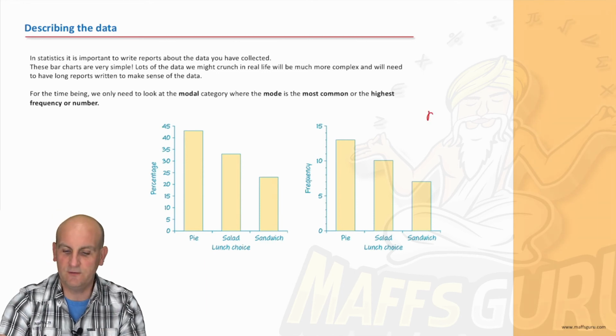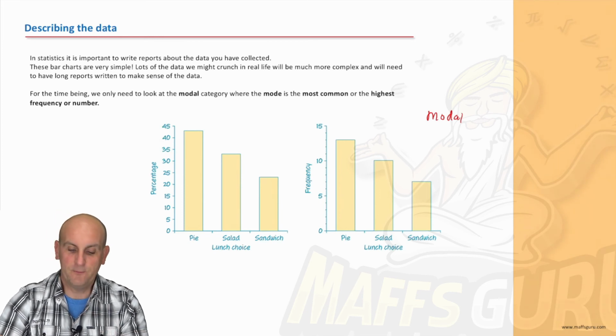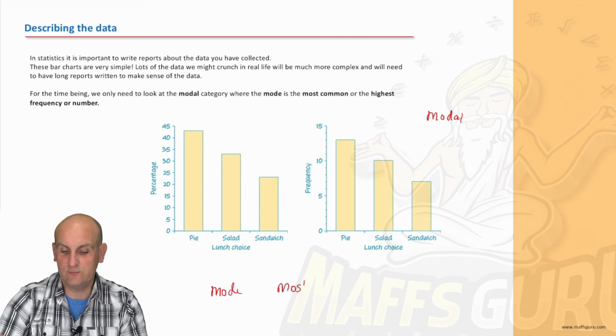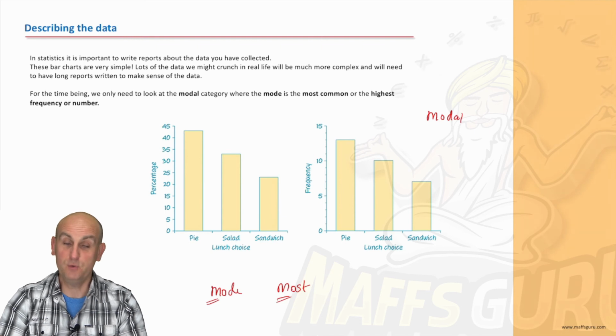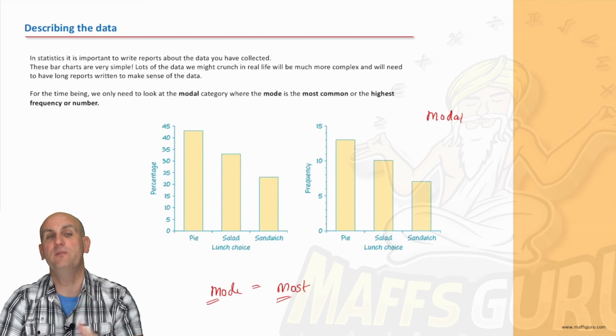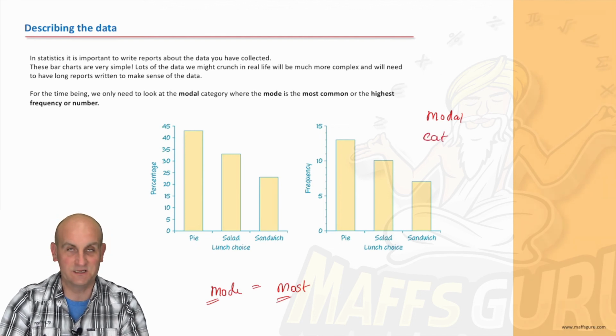Modal. I mean, for goodness sake, where on earth do we get modal from? Well, believe it or not, it's from what you did in year 7 and 8 and 9 and 10, the mode. And if you remember, the mode starts with MO. So does the word most. We're looking for the most, the column that has the most in it. And again, we can call it the modal category.